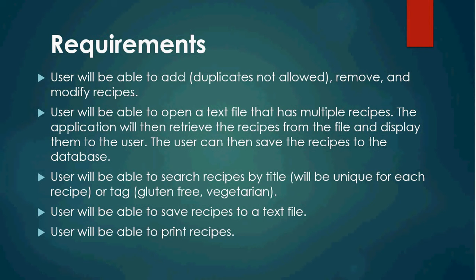So the user will also be able to search recipes by title, which again will be unique, so that we don't have duplicates. Or by tag, again, gluten-free, vegetarian. That will just make the search a lot more intuitive and easy. The user will also be able to save recipes to a text file. And again, this fulfills the file dialog requirement, along with opening the text file and saving the recipes.